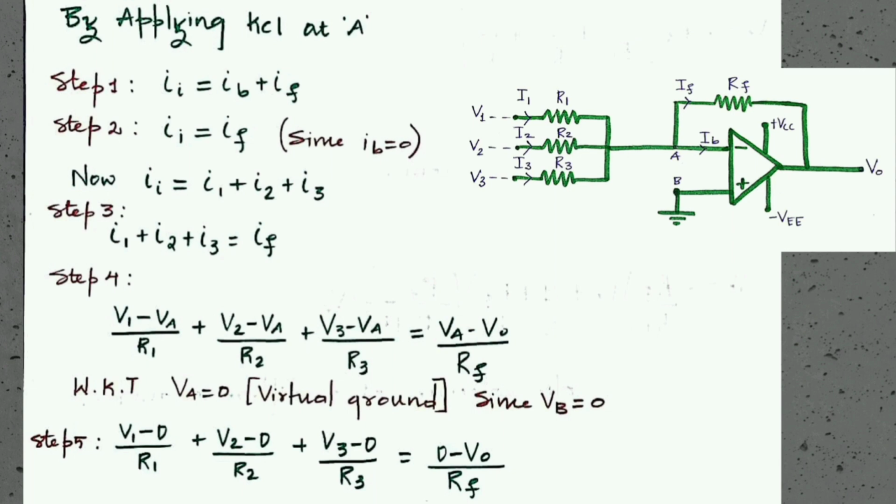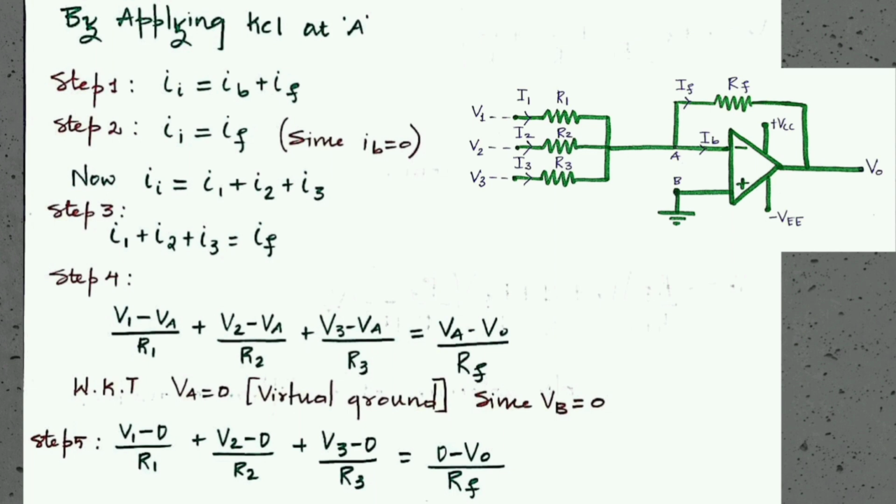Now coming to the derivation part, by applying KCL at node A. When you apply KCL at node A, you get step number 1, that is I_I is equal to I_I, in the sense we are taking the complete currents, whatever is flowing, all those currents being taken. I_I is equal to IB plus IF. In step number 2, we will be substituting IB is equal to 0, as we already know the current flowing through the op amp is 0. So you get I_I is equal to IF.